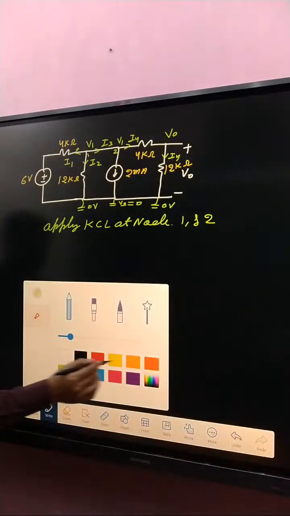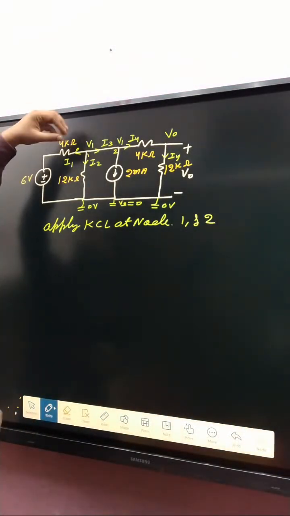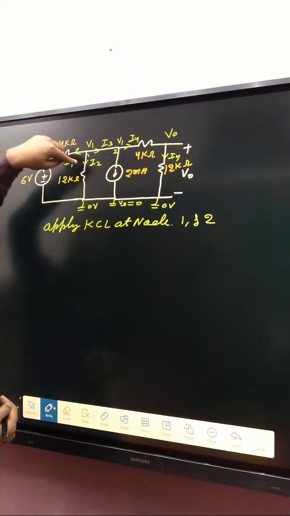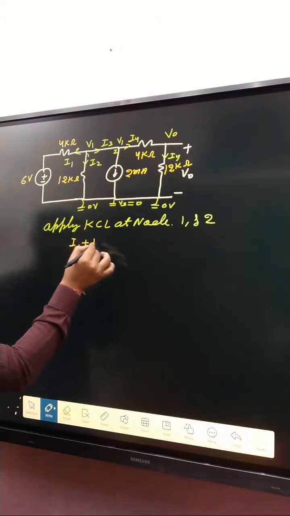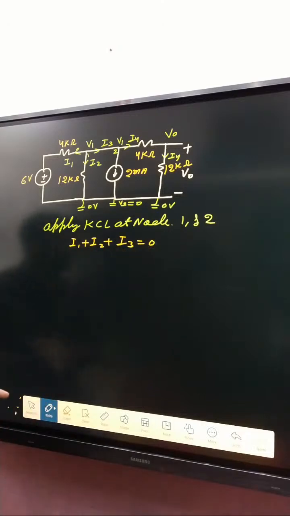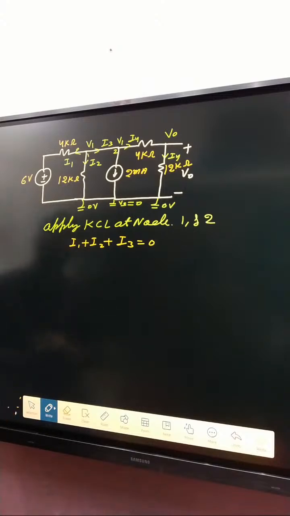Okay. So now next, apply KCL. There is no incoming current at that point, so all currents are outgoing. I1 plus I2 plus I3, so write here I1 plus I2 plus I3 is equal to 0. That is KCL. That law is called KCL.